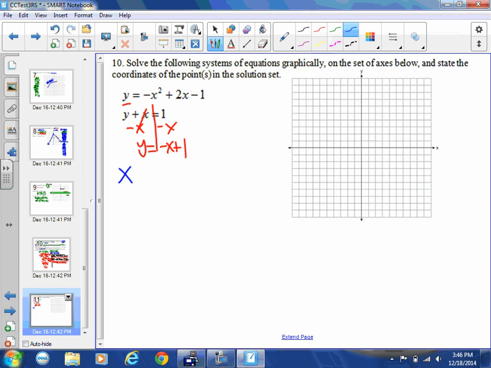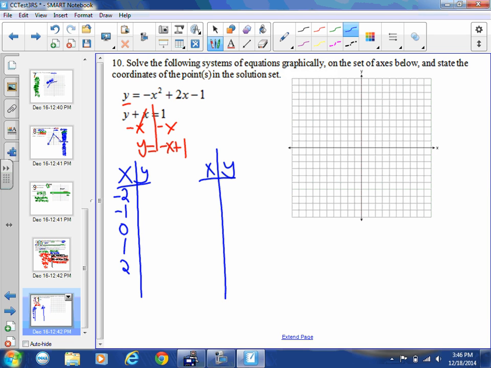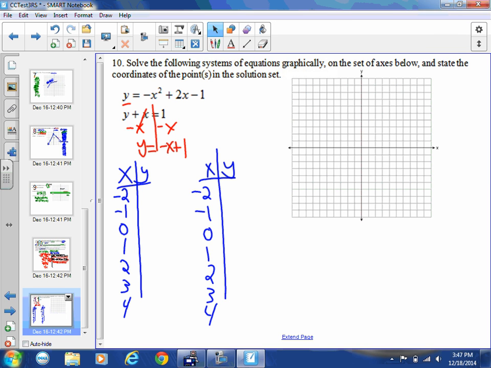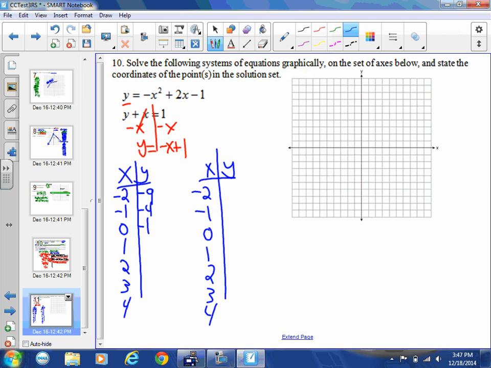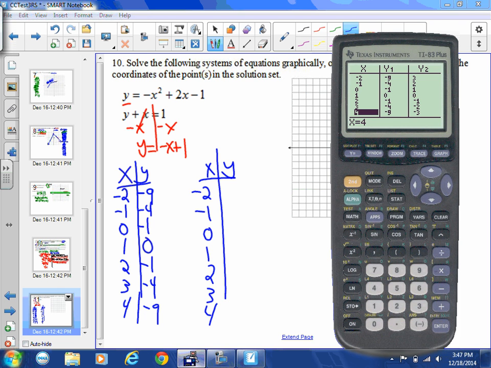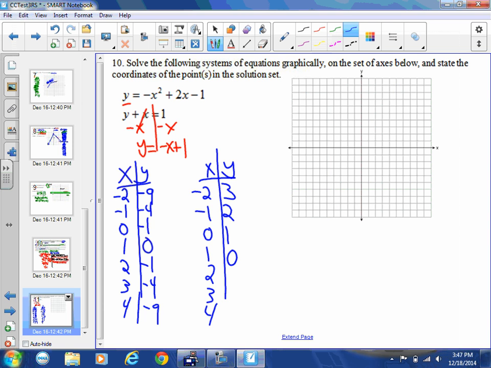For each of them, the x values go from -2 to 4. For the parabola, I have my values -9, -4, -1, 0, -1, -4, -9. And for my line, I start at 3, and I go 2, 1, 0, -1, -2, -3.